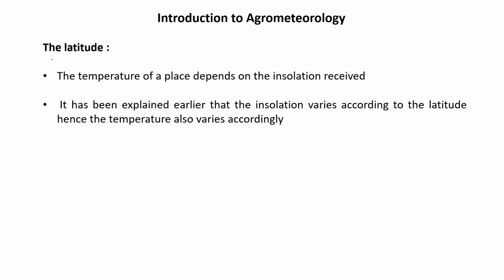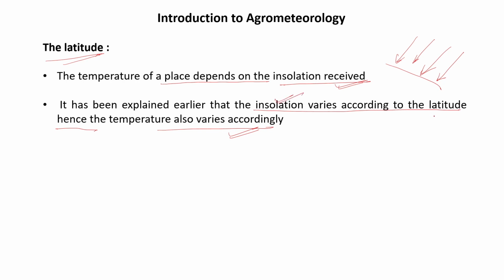So let us discuss the latitude. The temperature of a place depends on the insolation received. Okay, how much heat is received, that is the temperature of that particular place. It has been explained earlier that the insolation varies according to the latitude, hence the temperature also varies accordingly. So this insolation varies according to the latitude.